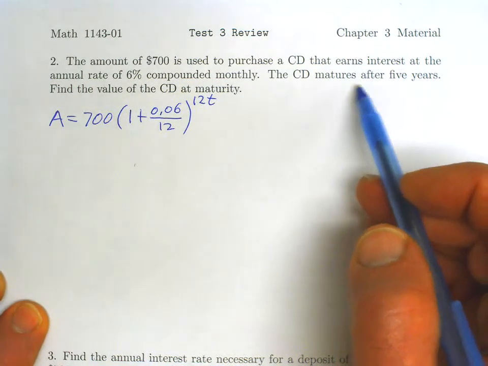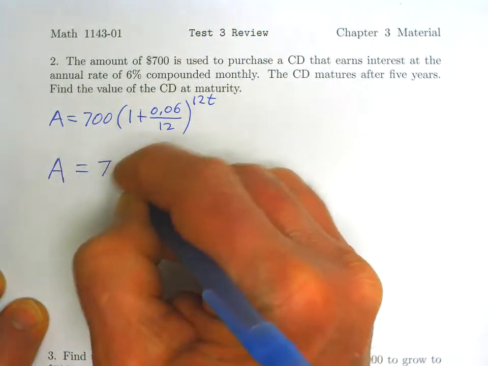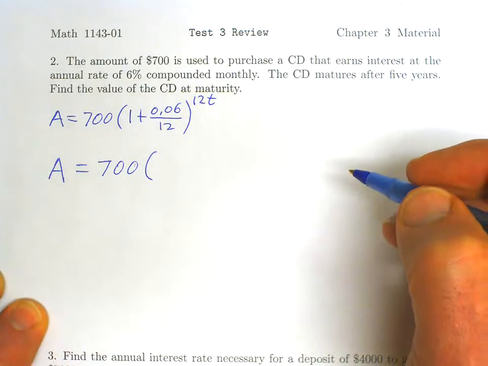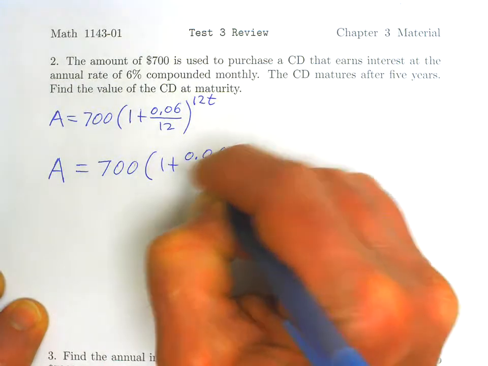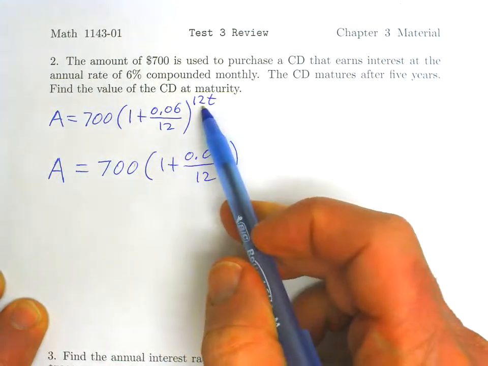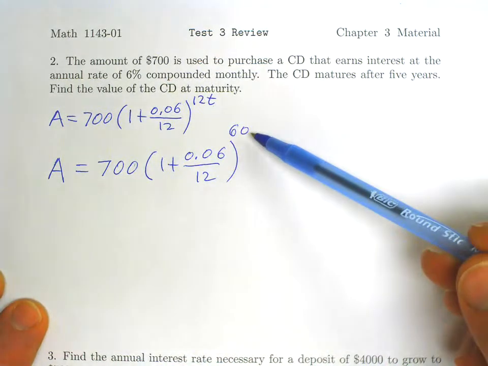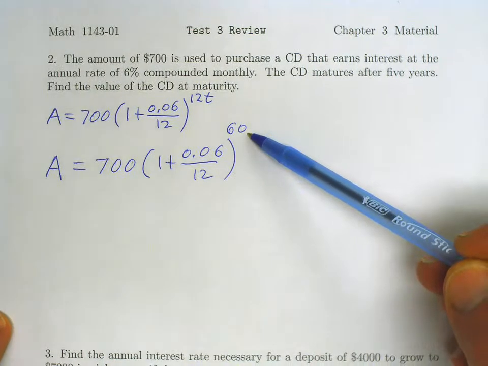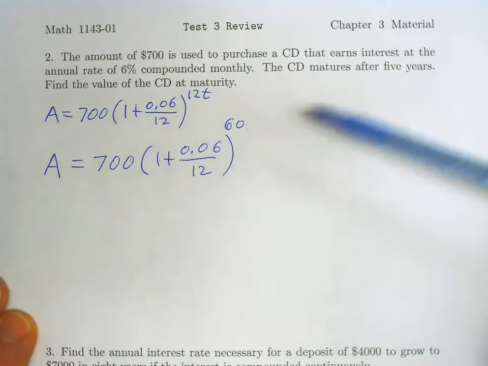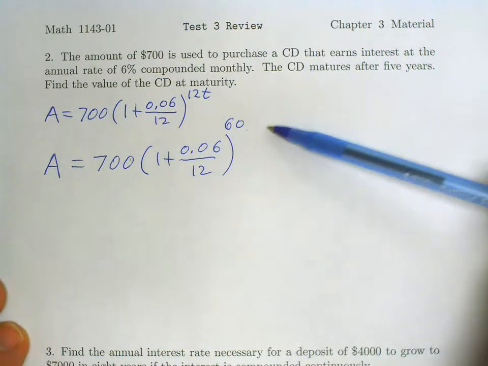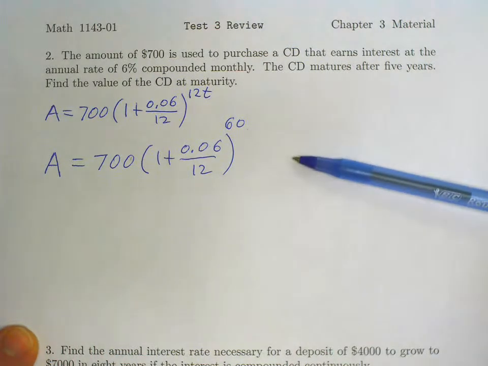Okay, so after 5 years, what's the value of the investment? So just replace t with 5. So we get 700 times 1 plus 0.06 divided by 12 raised to the 12 times 5, or 60. So this exponent is the same number as the number of times the interest is compounded in 5 years. So that makes sense. You can use a calculator to get a number that you can relate to on that one.